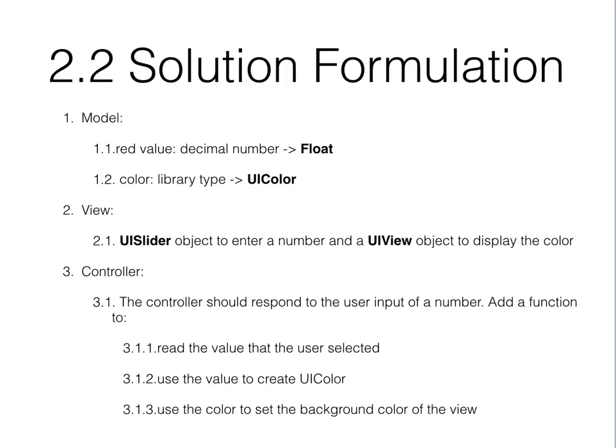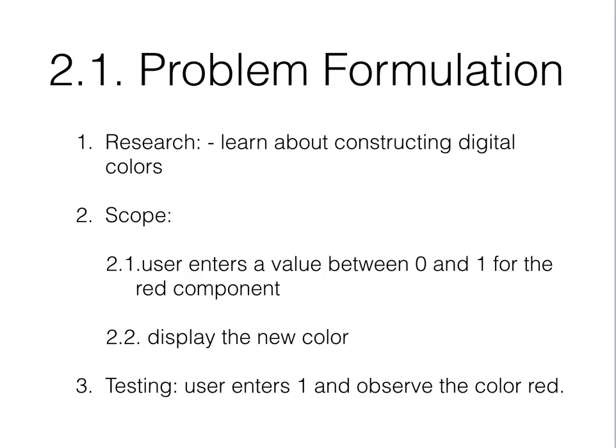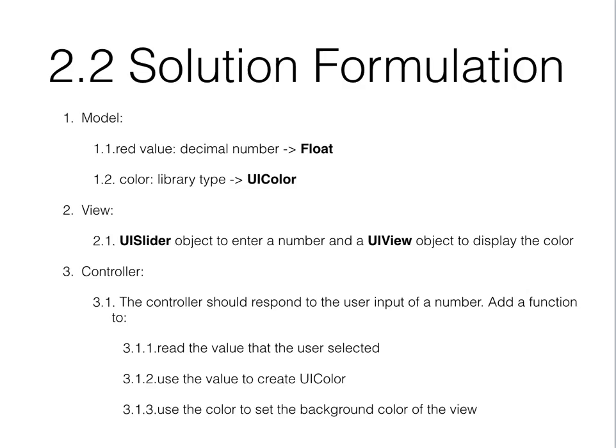So start with the model, back to the scope. All the nouns in the scope are potential candidates for data. So here we have red component and we have a color. So we have 2 data items to represent the model. One of them is a decimal number, and the other one is a type that the iOS platform needs to provide for us, because it's not really something that's in real life, it's a digital thing.